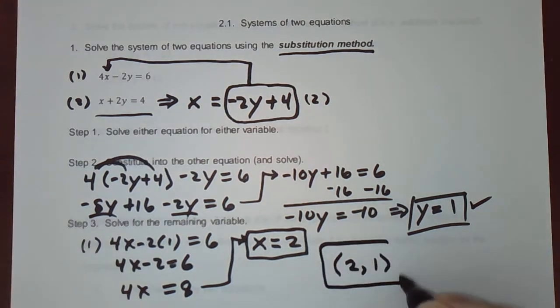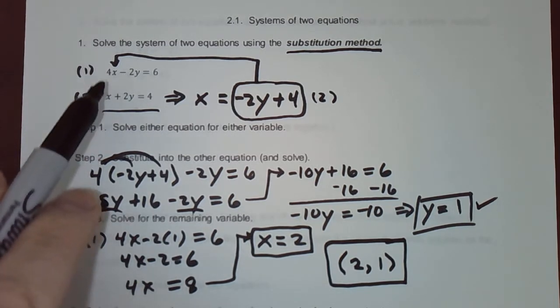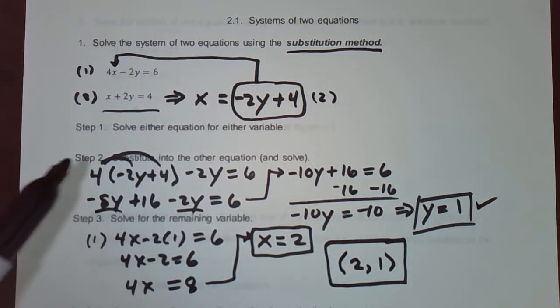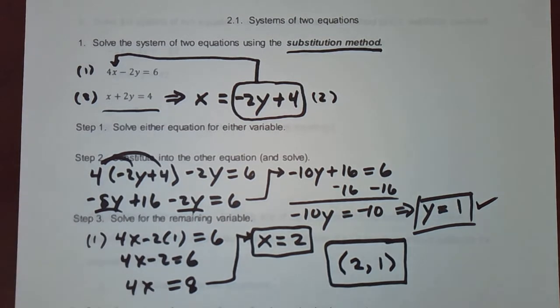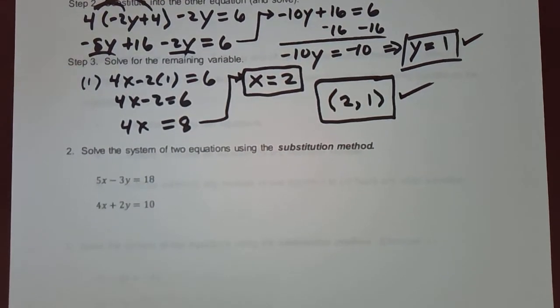That is the solution. So if we were to graph these two lines in an xy plane, the one single point where they would both cross, or in other words, the only single point that is on both of the lines, would be (2, 1). All right, let's look at one more example in this video.